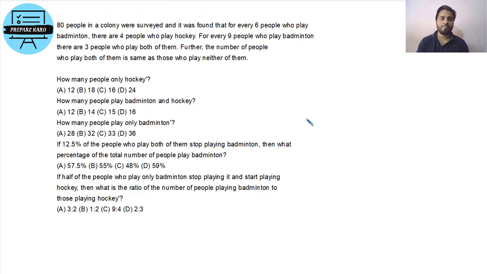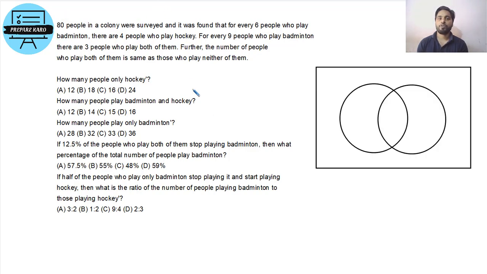It says 80 people in a colony were surveyed, and it was found that for every 6 people who play badminton, there are 4 people who play hockey. For every 9 people who play badminton, there are 3 people who play both of them. Further, the number of people who play both of them is same as those who play neither of them. This is the information we have. Now, as per this information, there are 2 variables. One is hockey and one is badminton.